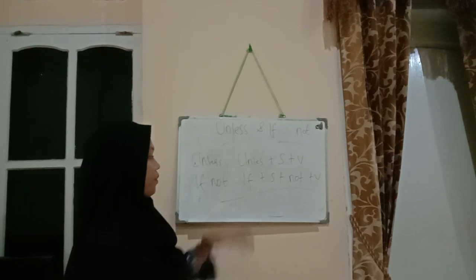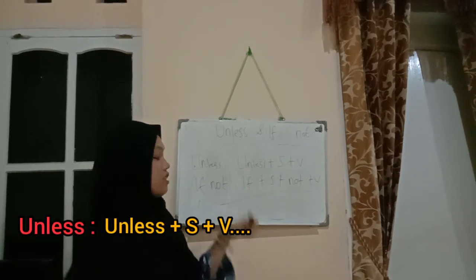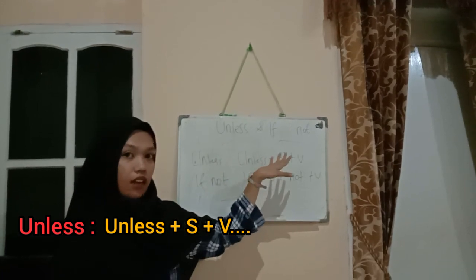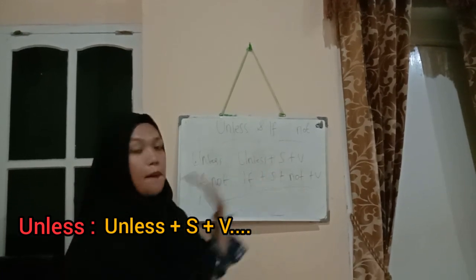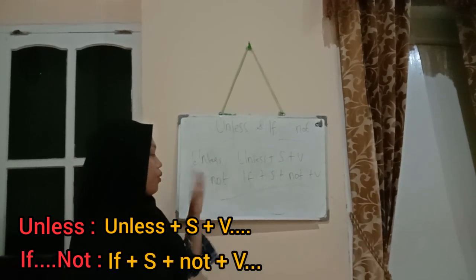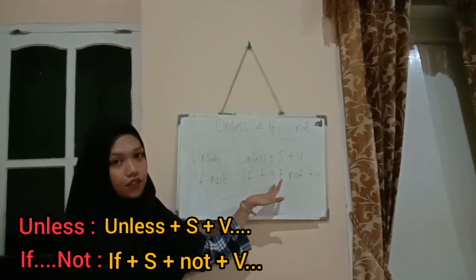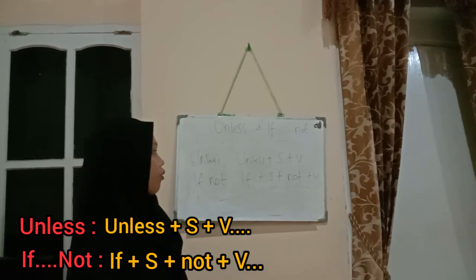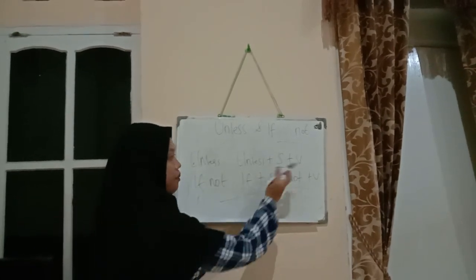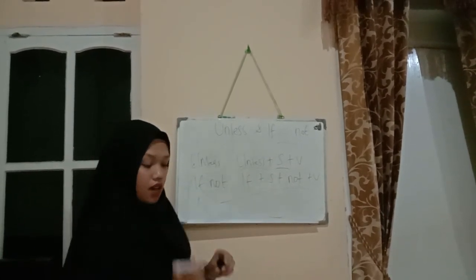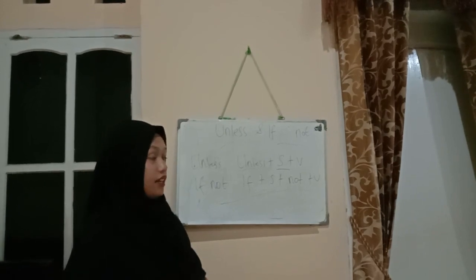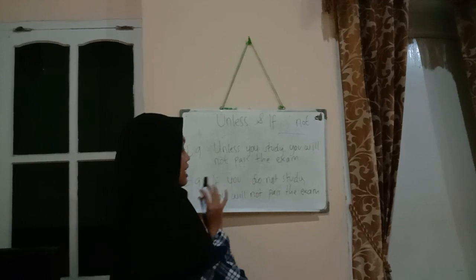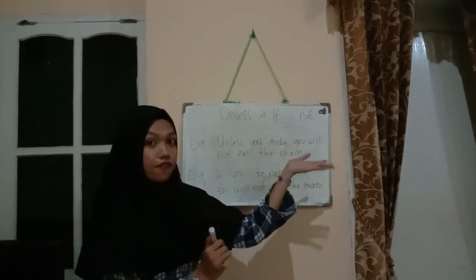Here you can see the pattern for unless. For unless, you can go straight to the subject and then verb. But if not, you have to put the subject first and then not plus verb. Why can we not use not here? Because unless is already a negative word. So here is the example of unless and if not.